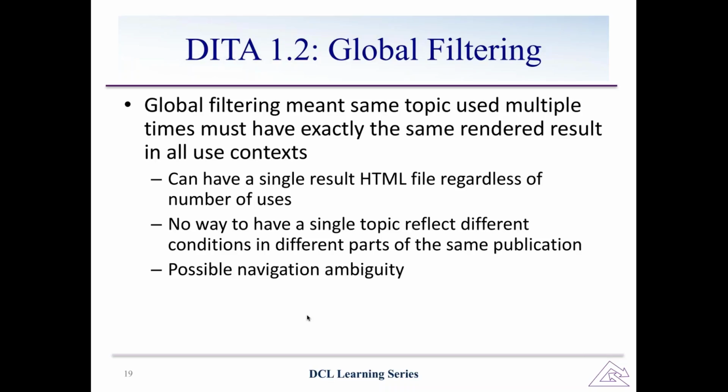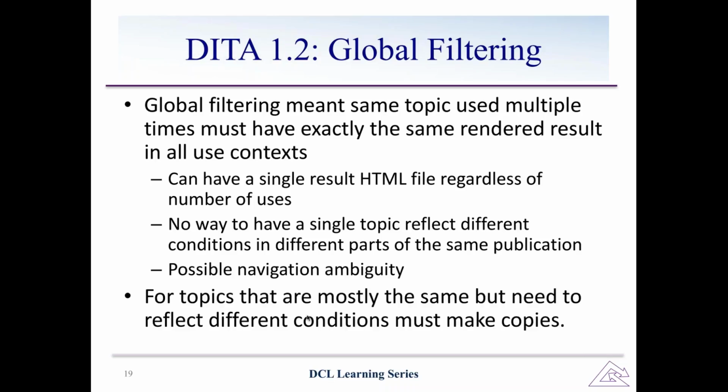Right? And it's really the second item here. There's no way to have a single topic reflect different conditions in different parts of the same publication. That was a real pain point for a lot of DITA users, right? You often want to have a single publication that reflects multiple models of the same product, or different products, or different operating systems, or different usage locales, whatever it is. It's one publication about fundamentally the same thing, but within that publication, you want to have the same content used multiple times and filtered in different ways. Simply no way to do that in DITA 1.2.